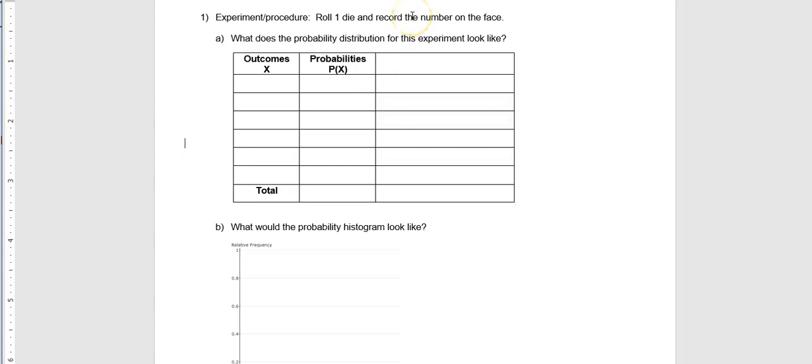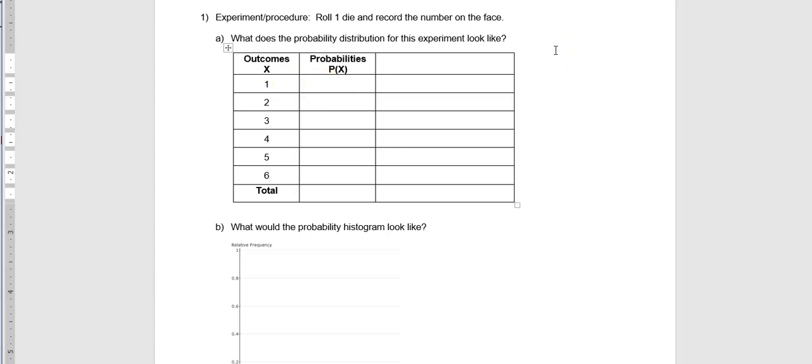So let's look at our experiment and first of all write down what the different possible outcomes are. Since this is a normal die with 6 faces and the numbers 1 through 6 on each face, that means those are our outcomes. So our outcomes, or our possible values for x, are the numbers 1 through 6.